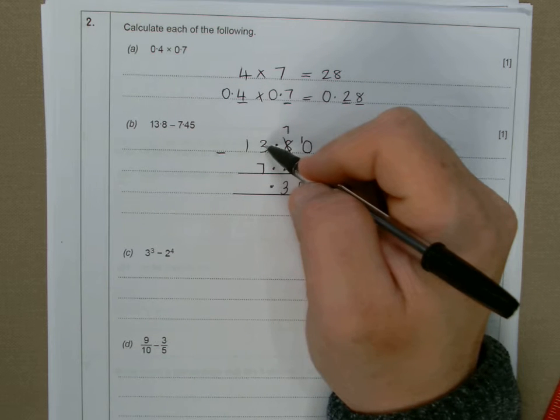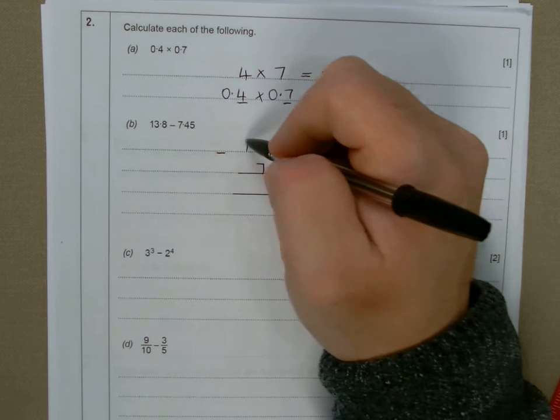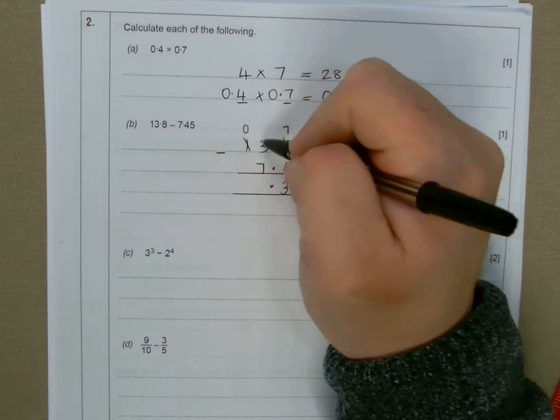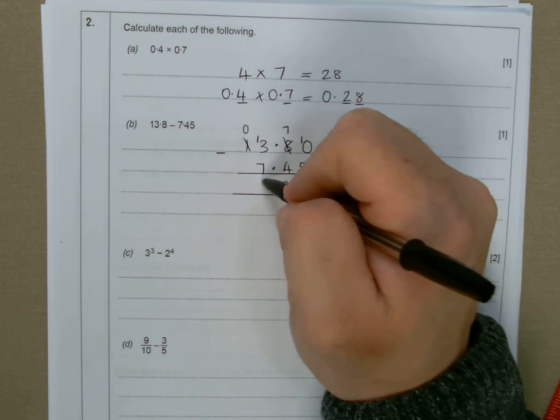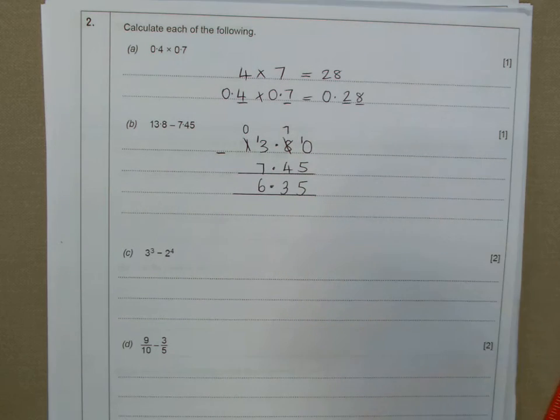Now when it comes then to the units, 3 take away 7, I can't do, so I've got to borrow from that 1. If I borrow 1 from there, that just becomes a 0. And the 1 I borrow I put here, so I get 13 then, take away 7 is 6. And there's nothing there then to take away, isn't it? So you get your answer 6.35.